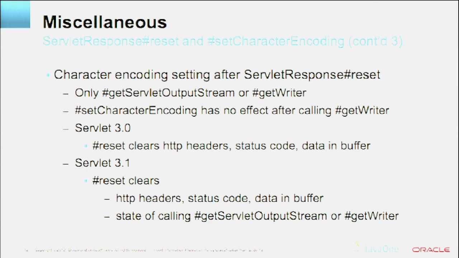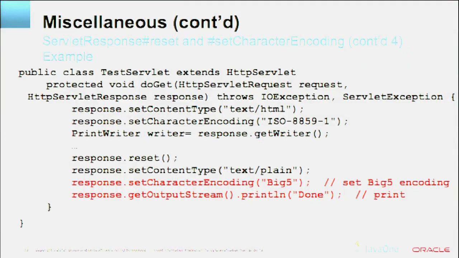Now, so far this is about the set character encoding. If you look at the example that I just mentioned, now it's working. The set character encoding now, good, it's working. And the get output stream, good. It will not throw an exception because you will reset the state of whether you're calling the writer or output stream.